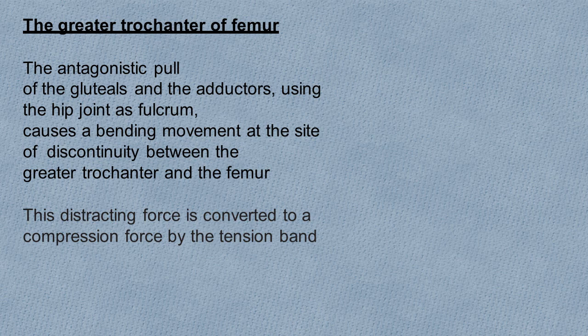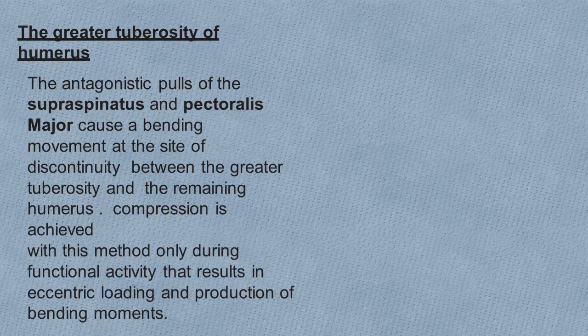Now, the greater trochanter of the femur. Small avulsion fractures also may benefit from the principle, and a tension band can usually reattach the avulsed fragment, converting the tensile force into compression force, allowing immediate motion of the joint. The antagonist pull of the gluteus and the adductors, using the hip joint as fulcrum, causes a bending movement at the site of discontinuity between the greater trochanter and femur. So the distracting force is converted to compression force by the tension band.